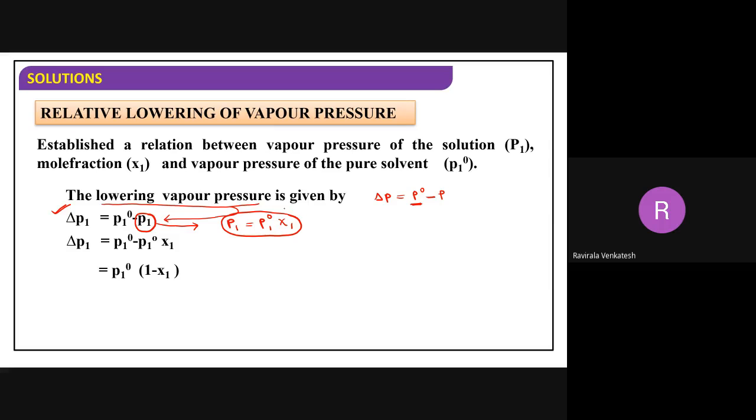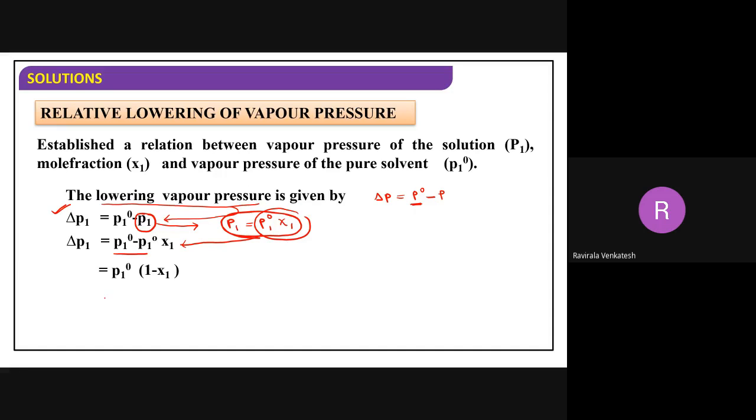Right, this is according to what law, beta? Raoult's law. Correct or not? Now, in the place of P1, what I am putting here? This one I am putting here. Now we got again delta P1 is equal to P1 naught minus P1 naught into mole fraction X1.